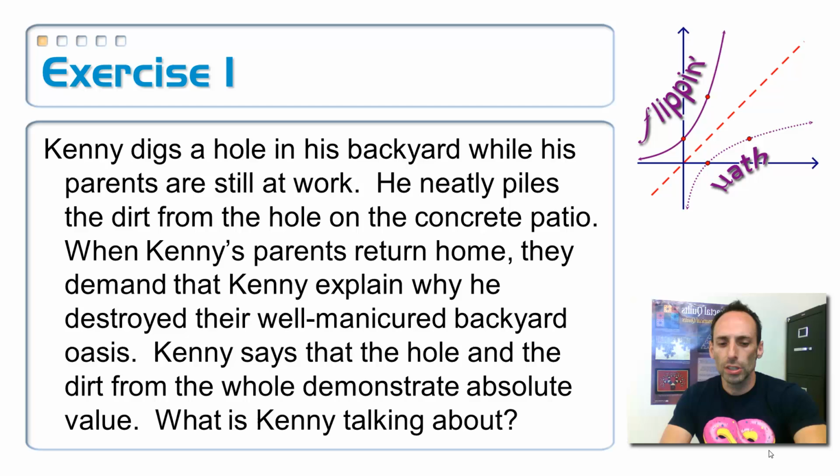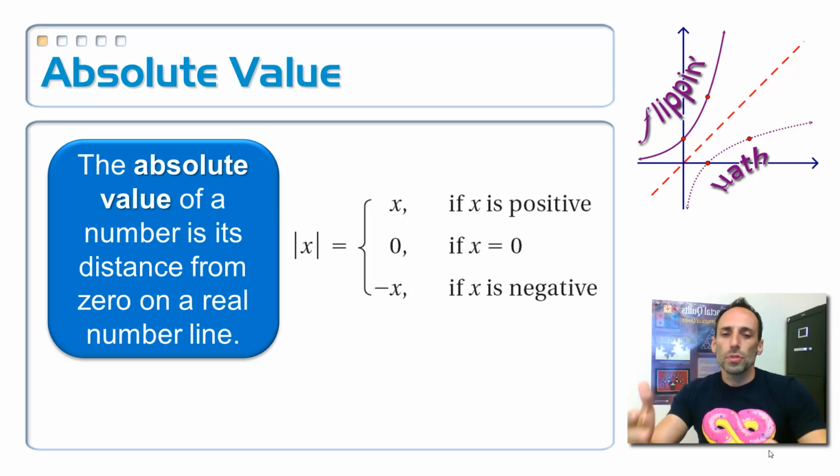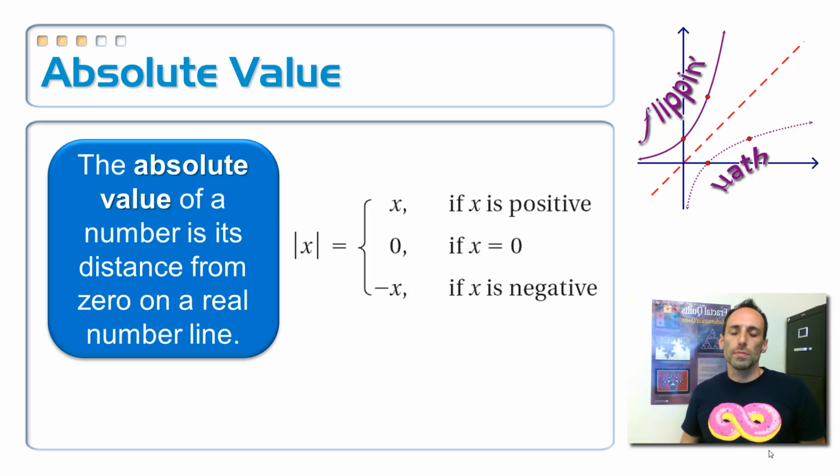Isn't that clever? Okay. So absolute value, that's what we're talking about in this lesson. The technical definition of absolute value, right there in blue: the absolute value of a number is simply its distance away from 0 on a real number line.